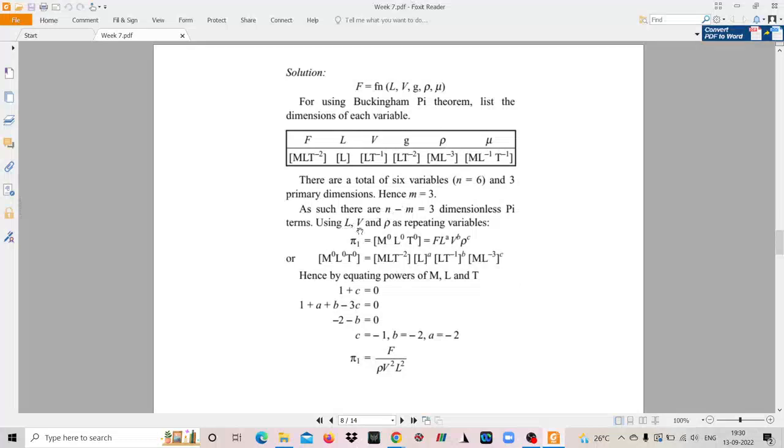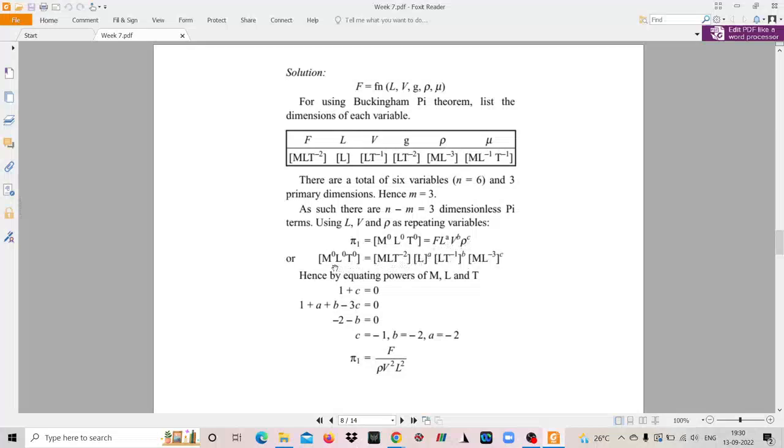So here length, velocity and density are chosen as repeating variables. The first pi term is definitely a dimensionless term, so M0 L0 T0. If you select L, V and rho, then the remaining terms that are left are F, G and mu. So F first, non-repeating variable F, L^A, V^B, rho^C.